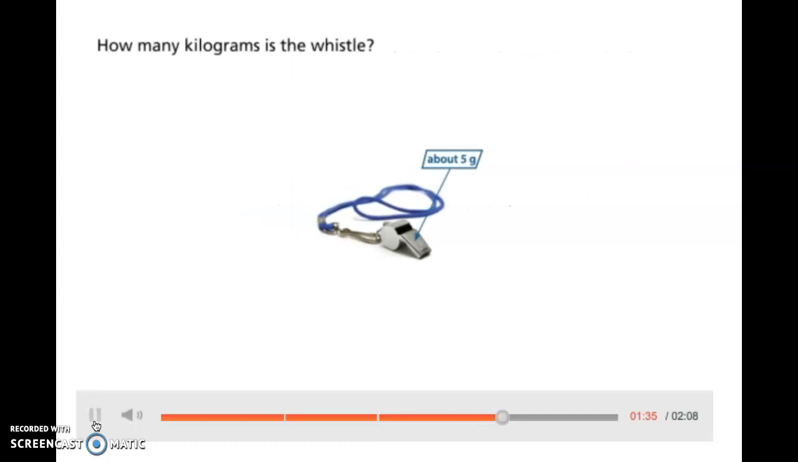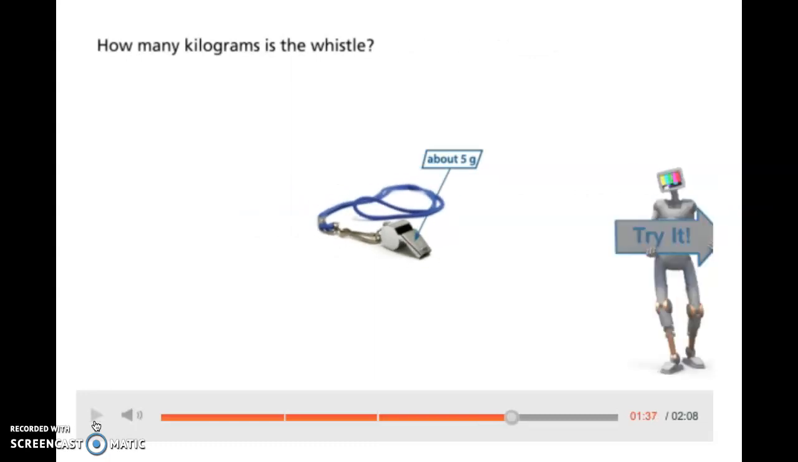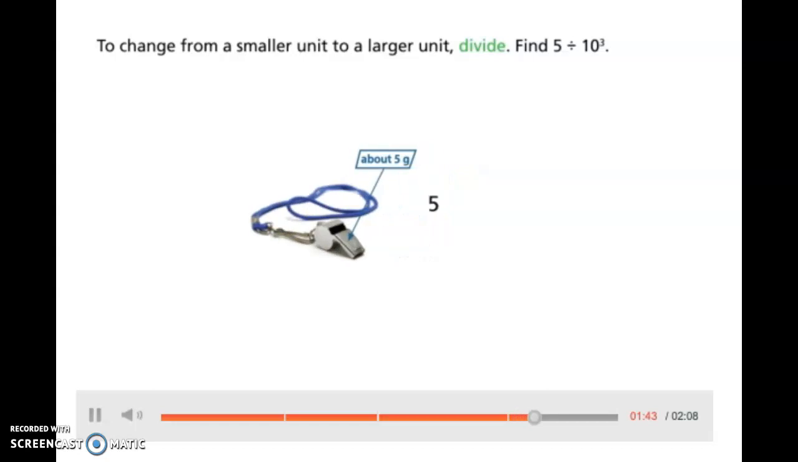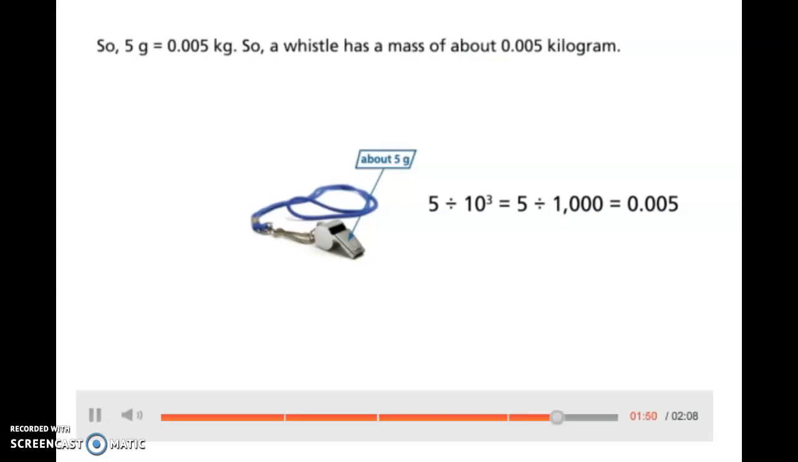How many kilograms is the whistle? To change from a smaller unit to a larger unit, divide. Find 5 divided by 10 to the third power. So, 5 grams equals 0.005 kilogram. So, a whistle has a mass of about 0.005 kilogram.